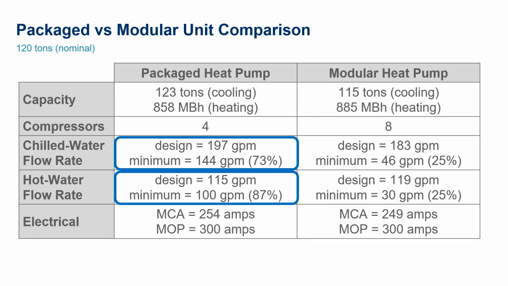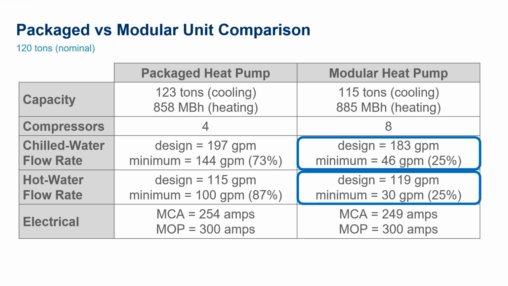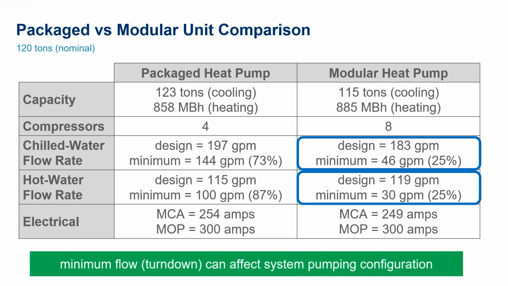rate. For the packaged heat pump, the minimum flow rate is 73% of design for cooling and 87% of design for heating. Recall that when considering a variable primary flow system, the target minimum flow rate should be 50% or lower. The minimum flow for the modular heat pump is all the way down to 25% of the design, meaning it would be a great candidate for variable primary flow, while the packaged unit should be applied in either a constant flow system or a decoupled pumping system.